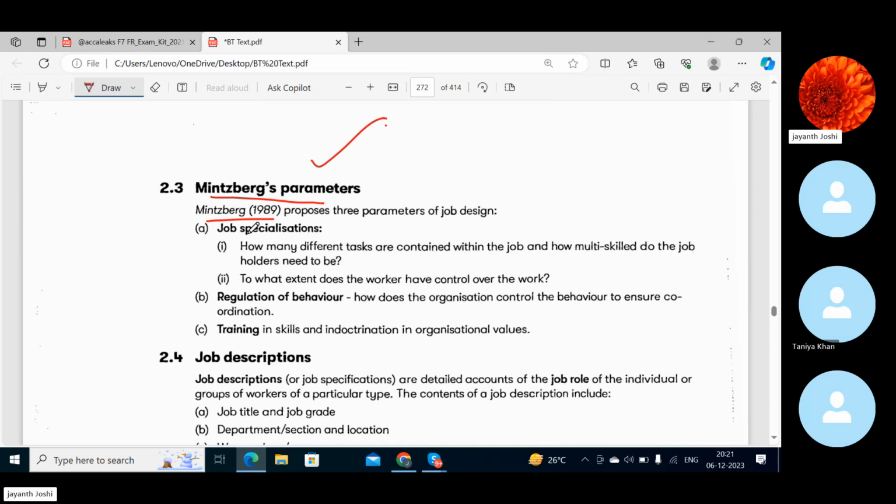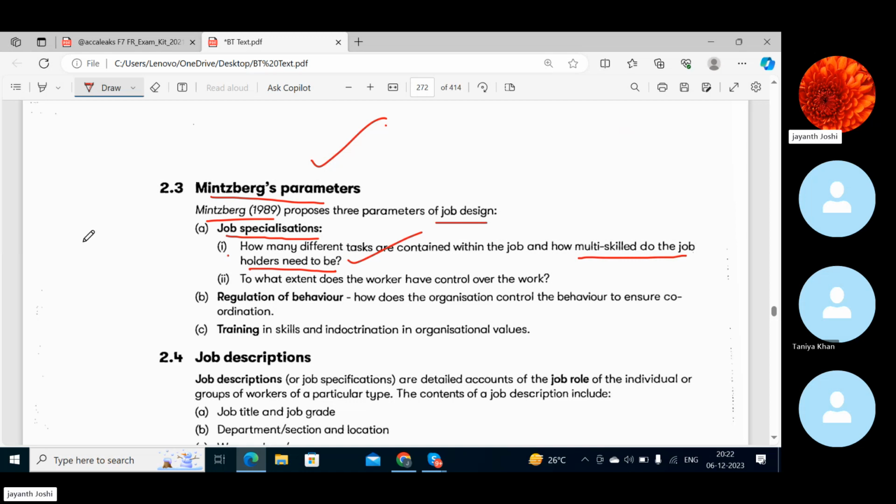Now Mintzberg's parameters. Mintzberg in 1989, and these are all management gurus, proposed three parameters of job design. Job specialization: someone who is expert or skilled in doing some kind of job. How many different tasks are contained within the job, and how multi-skilled do the job holders need to be? That is what we see.